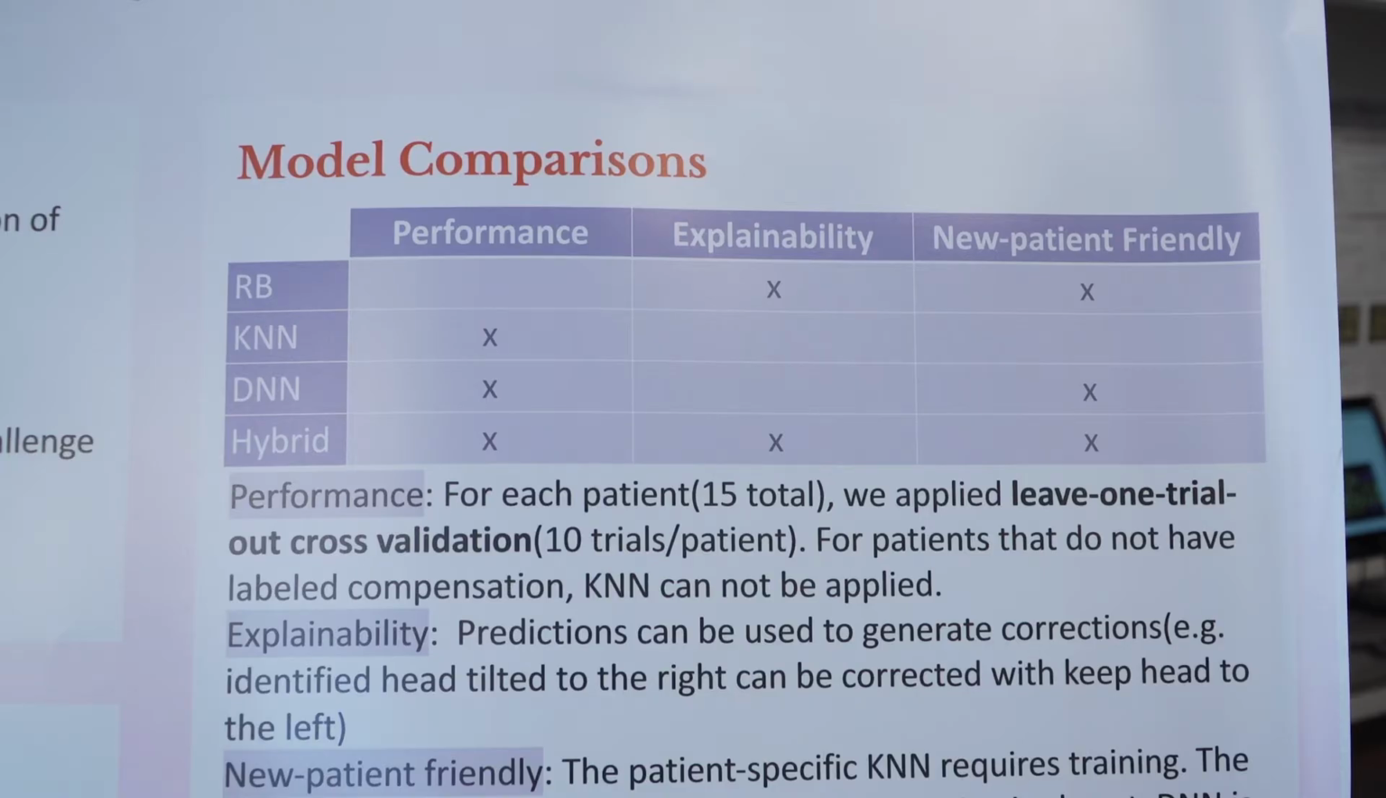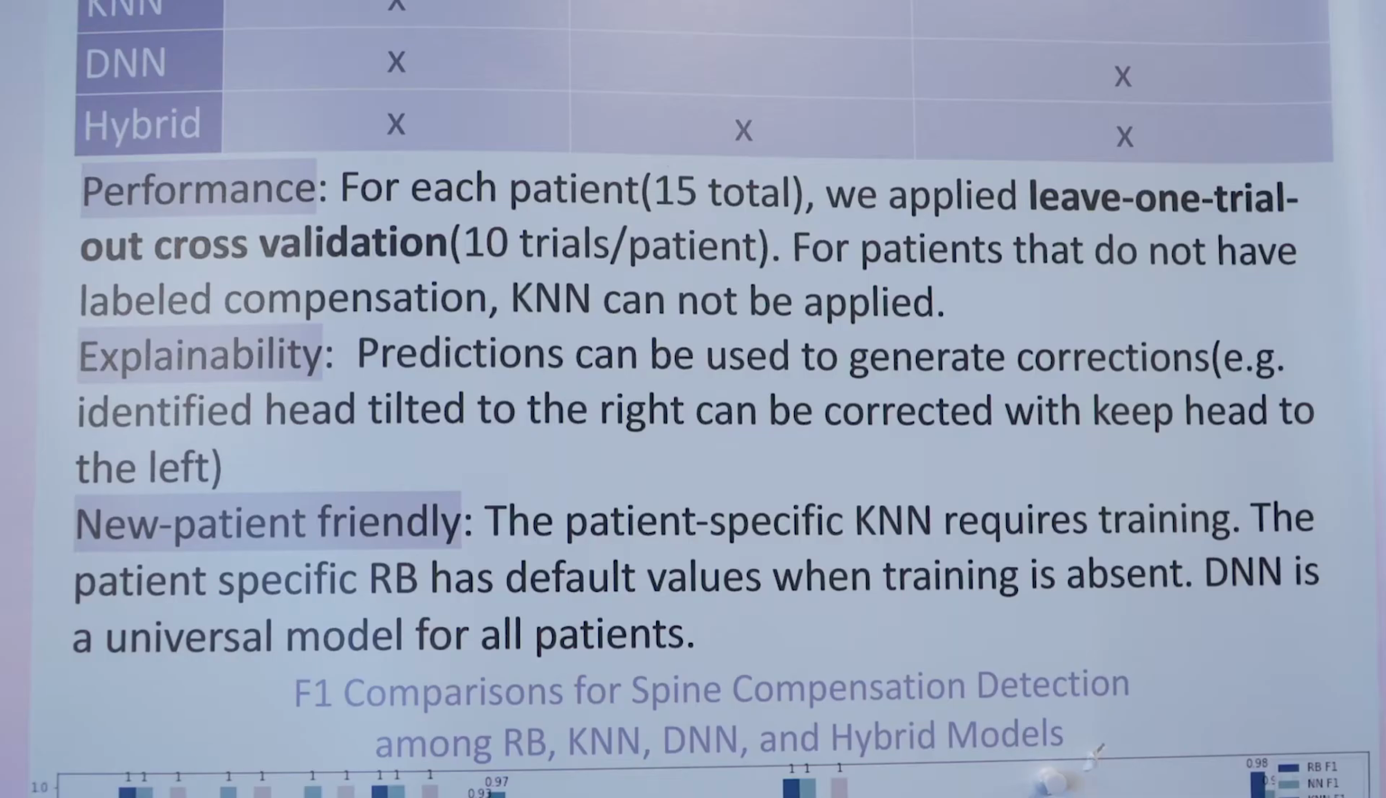So in our model comparisons section, we evaluated the models with 3 metrics. First is performance. We had training data for 15 patients in total and 10 trials per patient. So we applied leave-1-trial-out cross-validation for each patient, and then we compared their F1 scores. The second metric we have is explainability. We want to see how the predictions can help generate the corrections. And then our third metric is new patient friendly. By that we mean whether the patient can receive helpful feedback without the intervention of therapists.